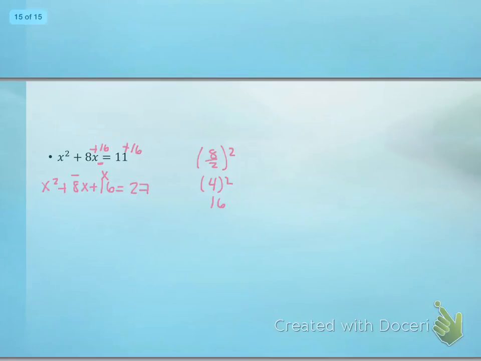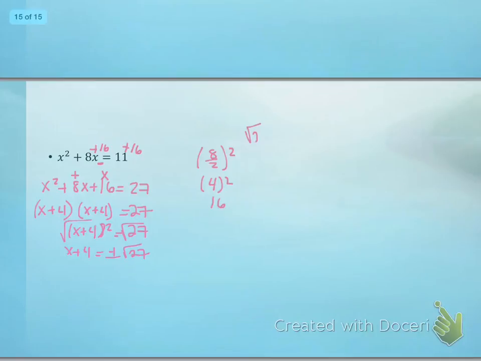So what multiplies to give me 16 and adds to give me 8? It's going to be 4 and 4. We can write it as a perfect square, so x plus 4 squared. To get rid of the squared, we can square root both sides. So x plus 4 is equal to plus or minus the square root of 27.